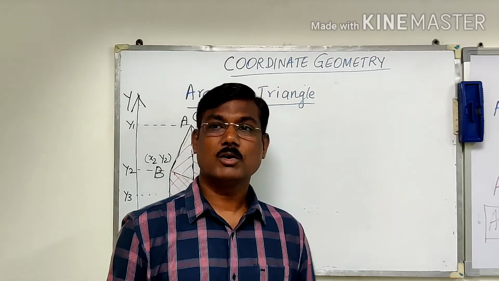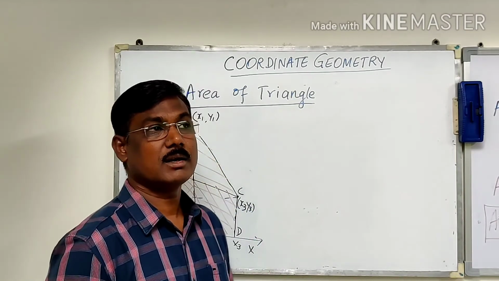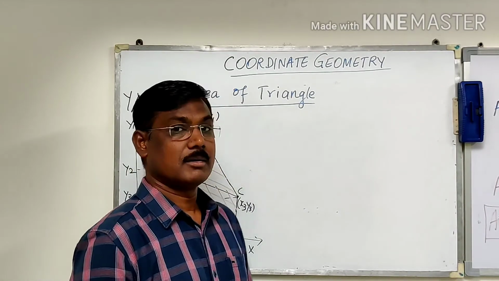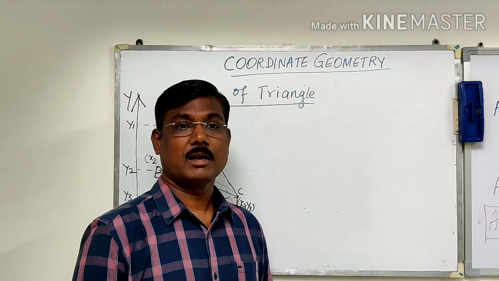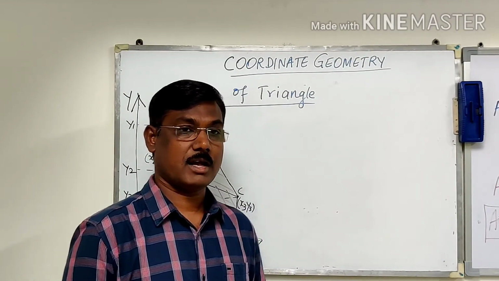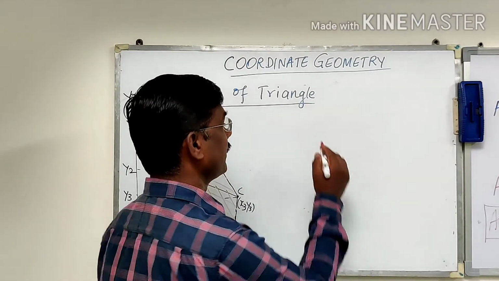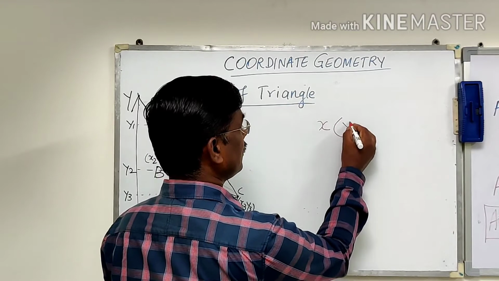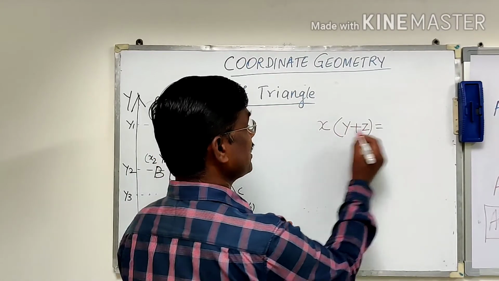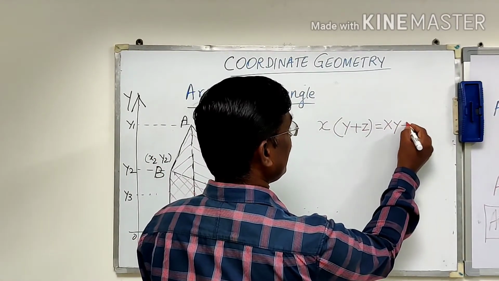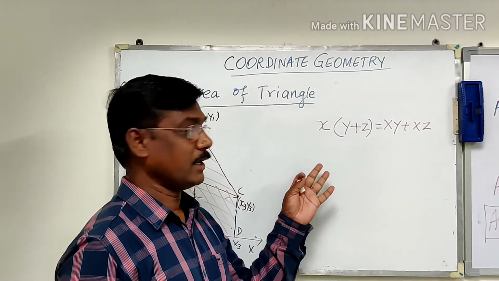Before we move on to finding the area of a triangle, let us review one concept: multiplication of algebraic terms, because this is useful while deriving the formula for the area of a triangle. Okay, let us review it. You know the distributive property, right? x into (y plus z) is equal to, using the distributive property, xy plus xz. This is the basic distributive property.